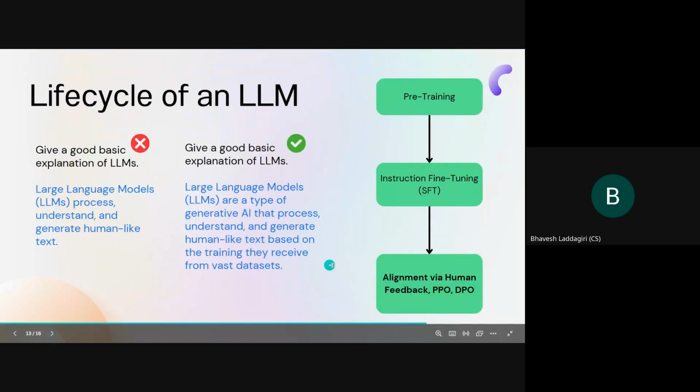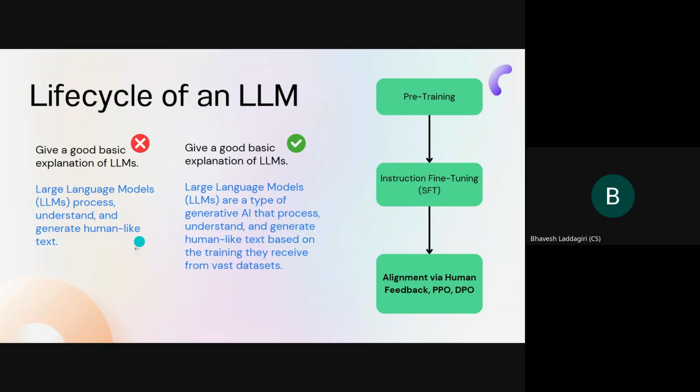Then alignment via human feedback is basically telling whether the LLM's response is good or bad, because both responses are valid. In this case, for example, both texts seem fine, but one is more verbose while one is not. Telling which one is better helps us create a good LLM that aligns with human preferences.